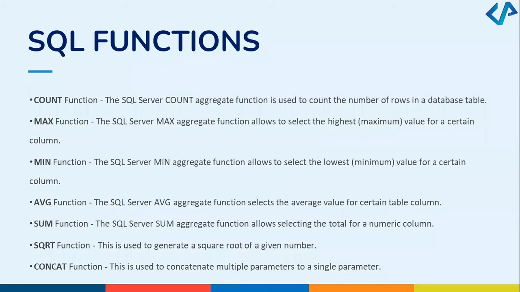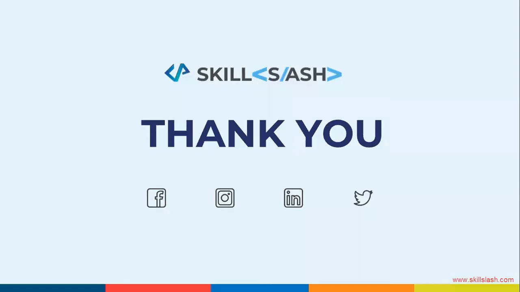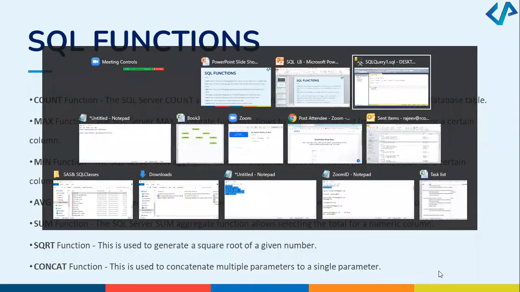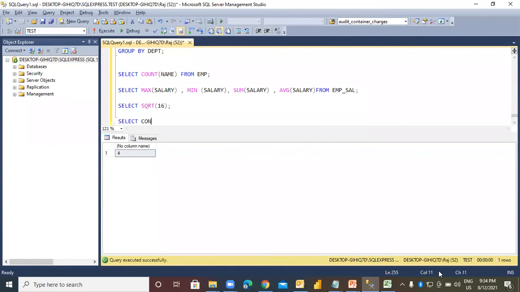Then we have a function called CONCAT, which is used to join two strings. Select CONCAT, let me say hello, comma, world. So you can see the two strings, hello and world, have been concatenated as one, and there is no space. You can also put a space over here, and this is what you are getting.